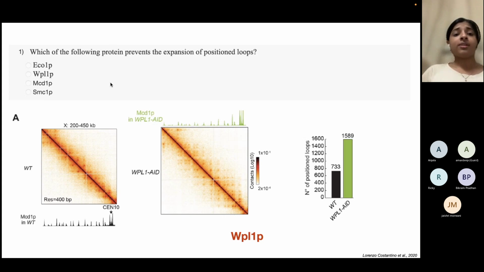So to answer this question, which of the following proteins prevents the expansion of position loops? It is WPL1 protein.